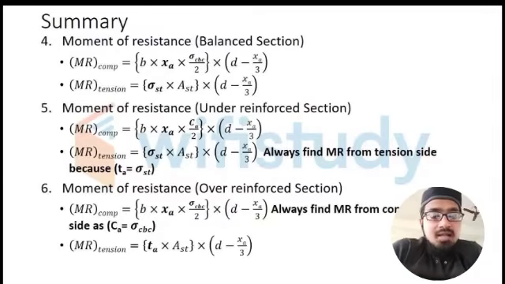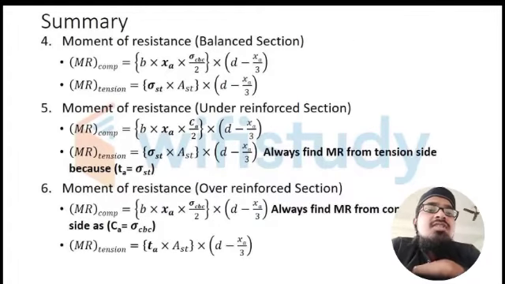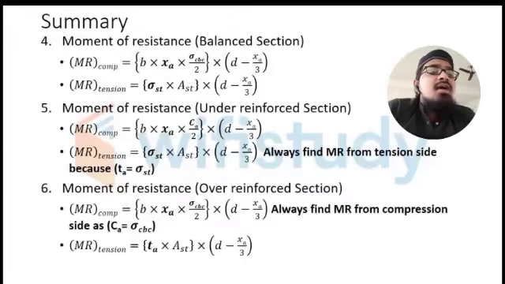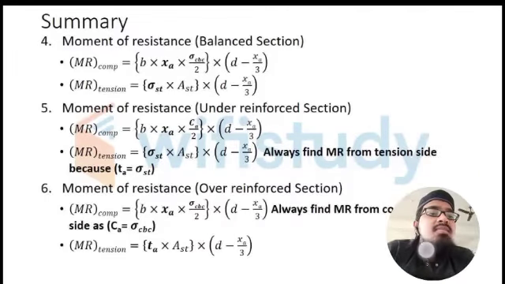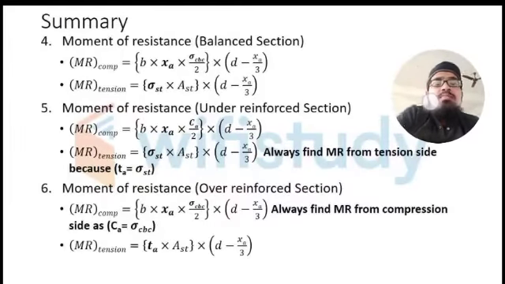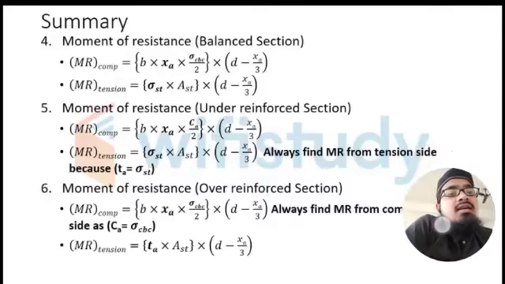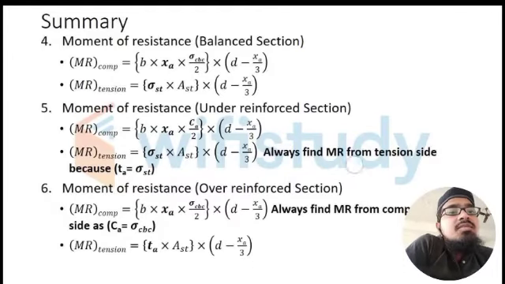Coming to moment of resistance in an under reinforced section, here only in under reinforced section, MR is found from the tension side, because TA is equal to sigma ST. And in an over reinforced section, we always find MR from compression, because here CA is equal to sigma CBC, that means the compressive stresses that are coming will be equal to the permissible stresses of concrete due to bending in compression. So these are some of the formulas.